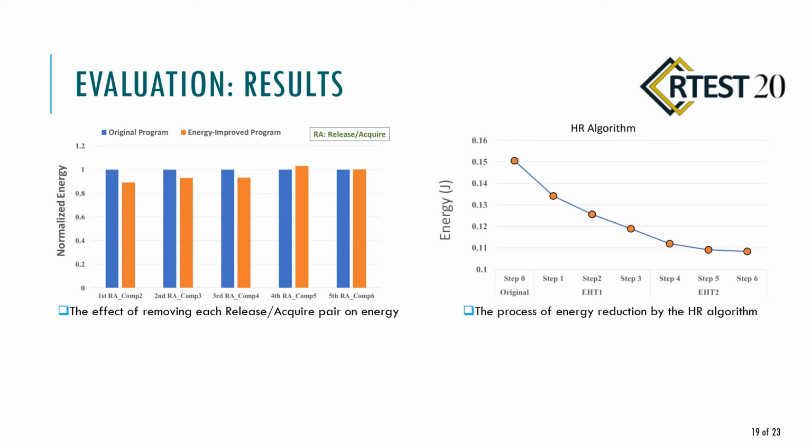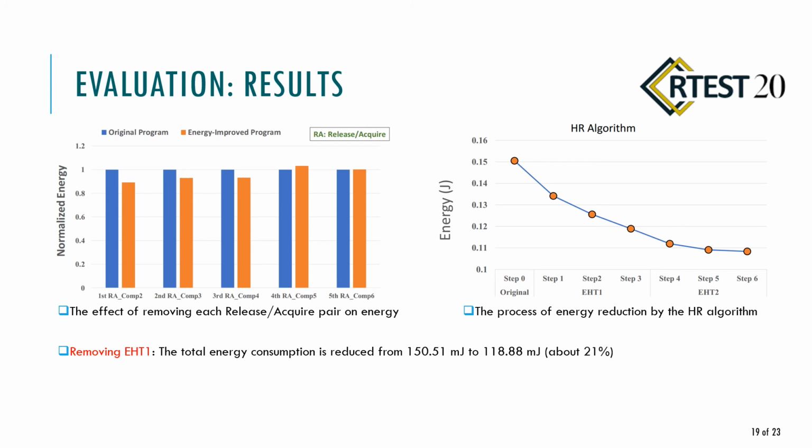Also, we investigate the process of energy reduction in the HR algorithm. First, the algorithm removes the release acquire statements before and after computation 2, 3, and 4 as steps 1, 2, 3 respectively, in the procedure of EHT1, as we discussed in previous slides in main algorithms. By this approach, the total energy consumption is reduced about 21%.